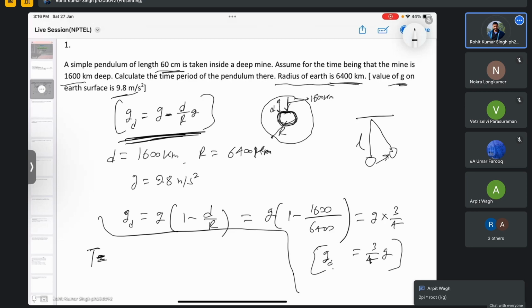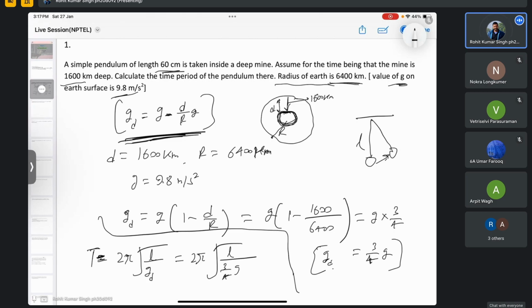2 pi under square root L by G. Yeah, nice. You guys can speak up. There is no problem. So because now the g has changed, we will put g_d instead of g. And the new g we have is 3 by 4th of the standard g, so 2 pi square root of L over 3 by 4 of G.